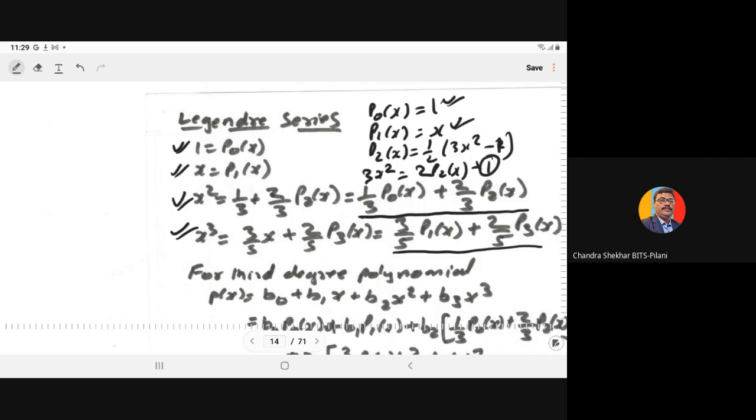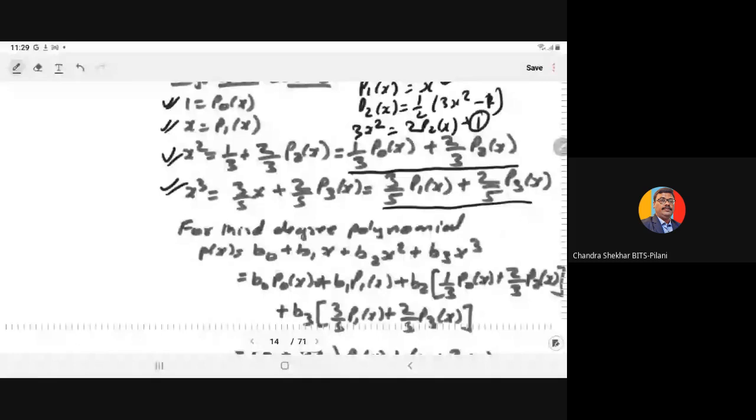So for a third degree polynomial, any polynomial we are taking, let's say p(x) is equal to b0 plus b1x plus b2x square plus b3x cube. So this is the general polynomial of degree 3. If you are taking the general polynomial, then b0 into 1, in place of the 1 we can put P0(x).